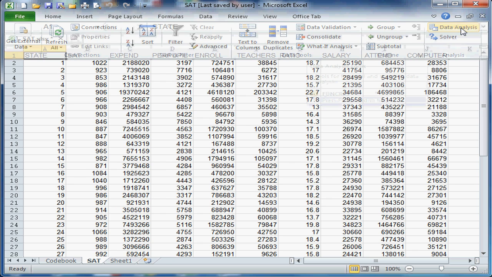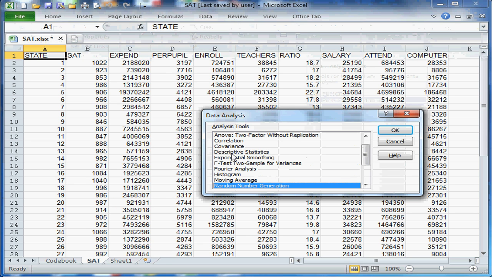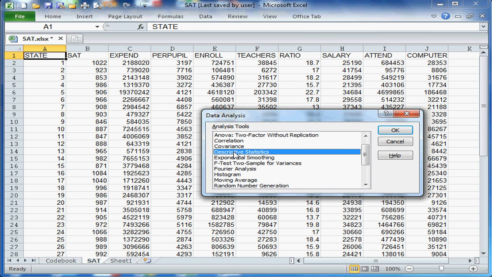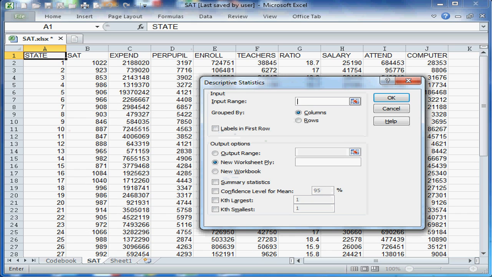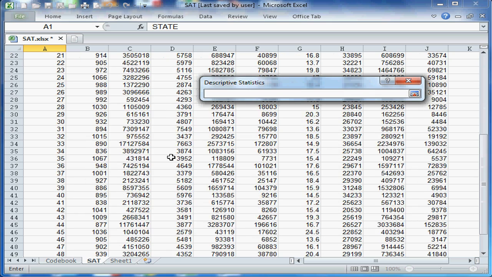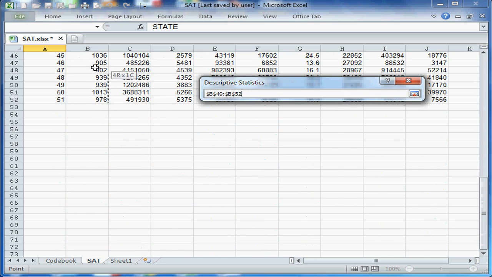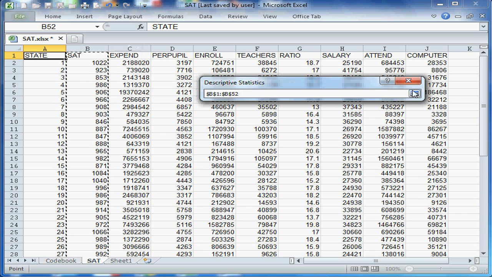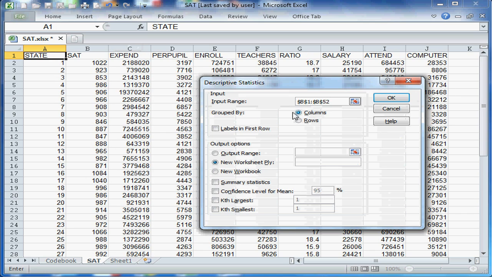selecting Data Analysis, and from there picking the option Descriptive Statistics and saying OK. Notice that it needs to have the input data or the input range identified, so we'll do that by scrolling to the bottom and selecting everything up including the label, and I will tell it that the label is in the first row.